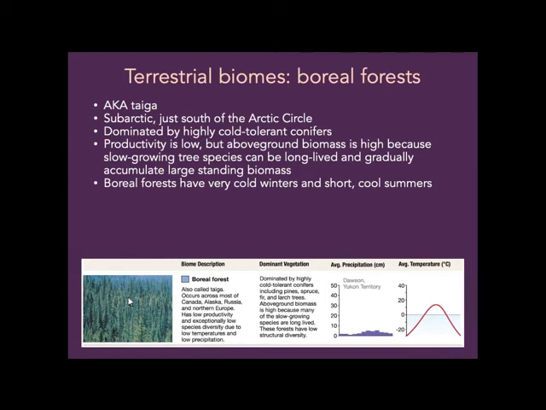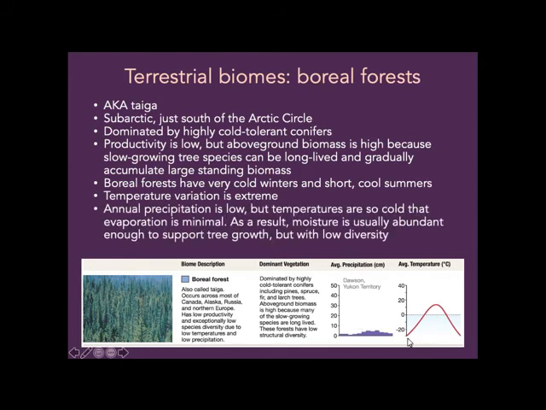Boreal forests have very cold winters and short, cool summers, and so the temperature variation you can see is much more extreme from one season to the next, and the annual precipitation is very low. So on the one hand, the fact that it's so cold makes it so that even though they don't get a lot of moisture, they don't get very much evaporation either. So the plants tend not to be limited by the moisture so much as they're limited by the cold. So you end up with a fairly low density, but lots of trees.